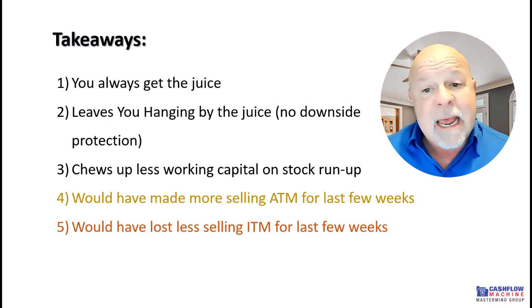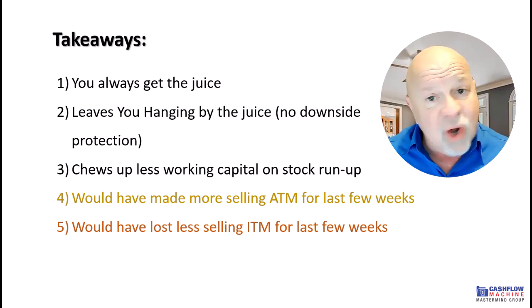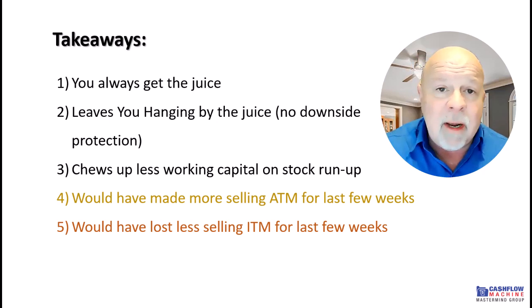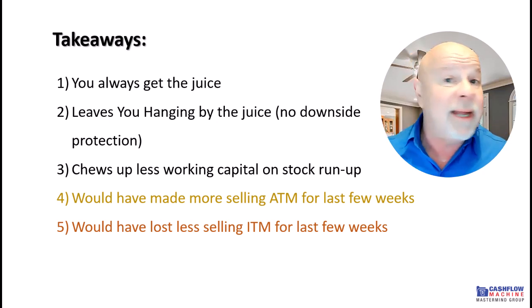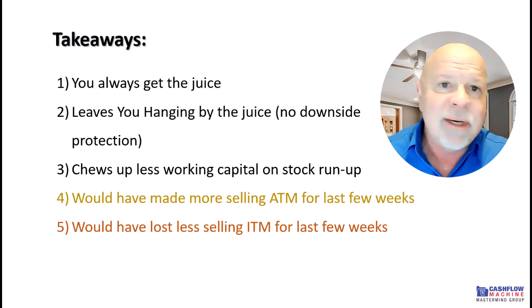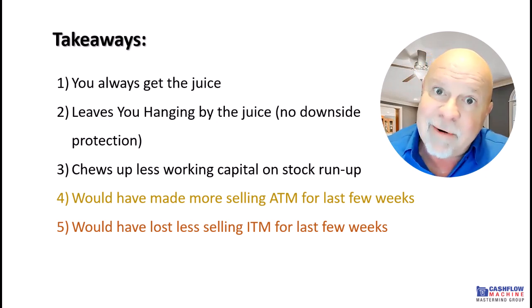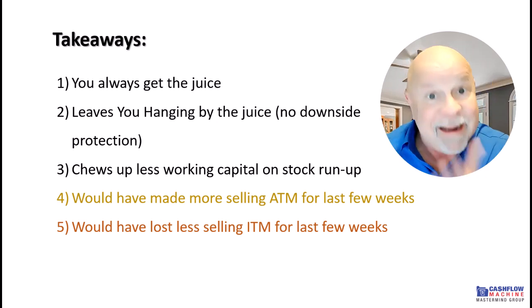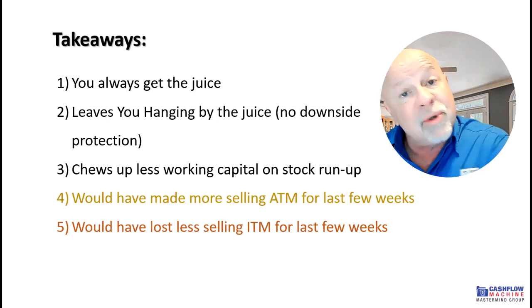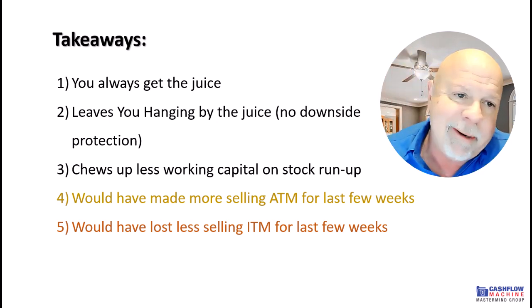Number two, when you're out of the money, you are totally hanging by the juice. You've got no downside protection. That in the money amount protects you, but out of the money, you've got no in the money amount. You're only getting the juice in case the stock goes down, and it's going to go down a lot of times. This is a probability system, so you're trying to get things in your favor, but we don't know.